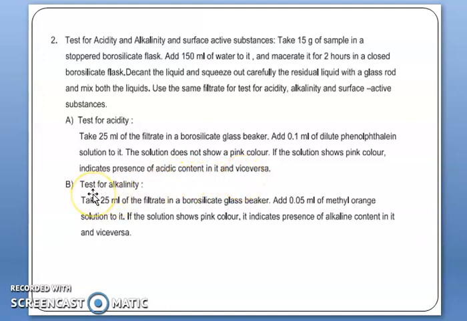The second test is the test for alkalinity. In that, take 25 ml of the filtrate in a borosilicate glass beaker. Add 0.05 ml of methyl orange solution to it. If the solution shows pink color, it indicates presence of alkaline content in it, and vice versa.